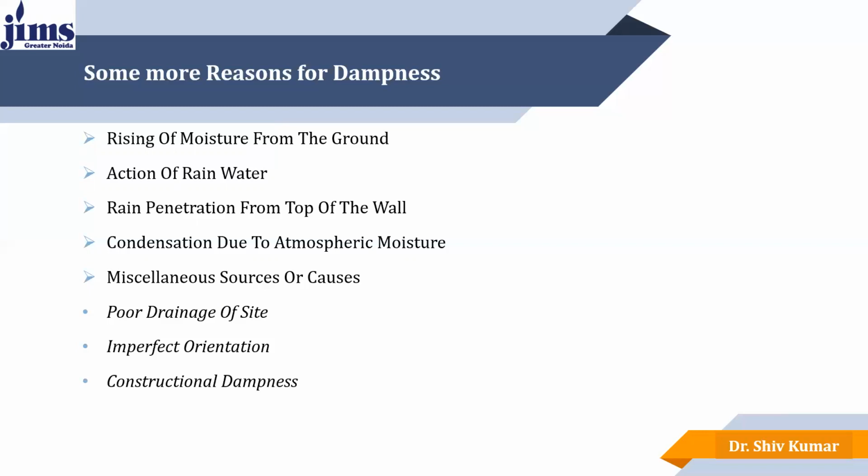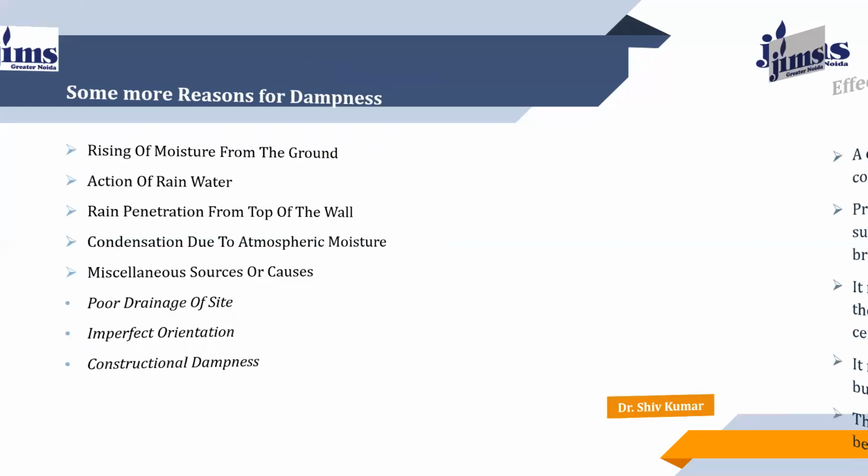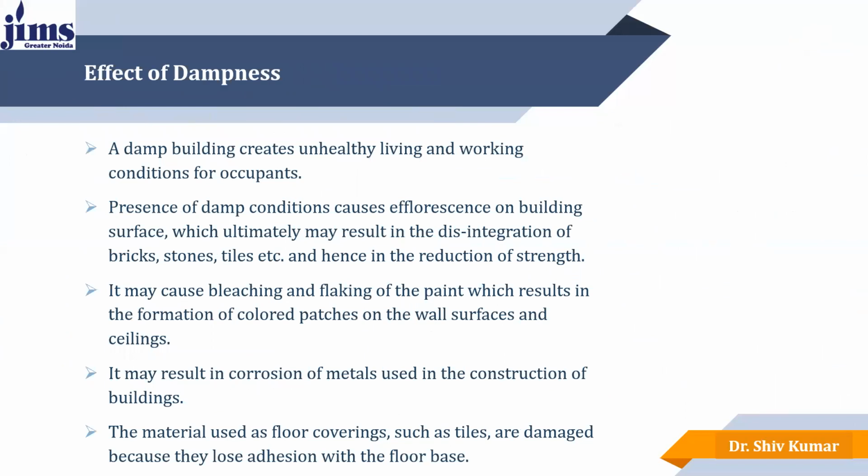Orientation defines the availability of sunlight. So the orientation of the flat or the building may be in the west direction or in the north direction, where it may not be possible to get sunlight all the time or most of the time. It may also be constructional dampness. So these are the basic reasons.